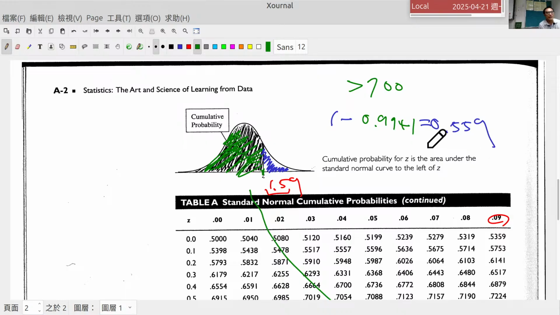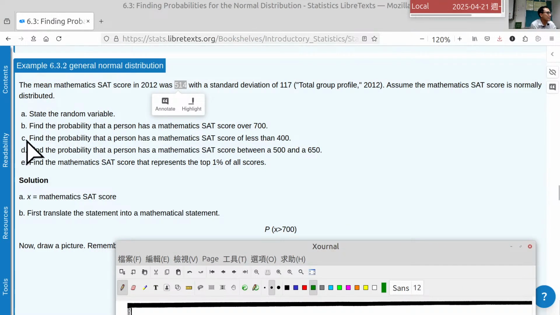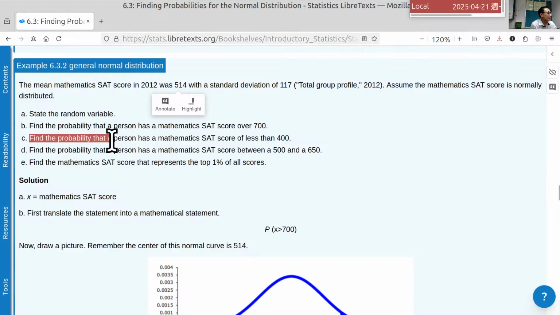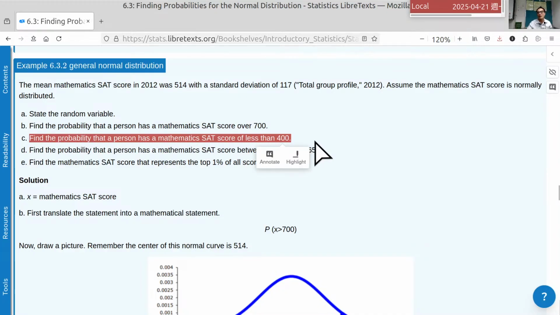Okay. And now please do it this way to calculate this number. Find the probability that a person has a math score less than 400. Okay, 3 minutes. Any question, please let me know. Please do this question.